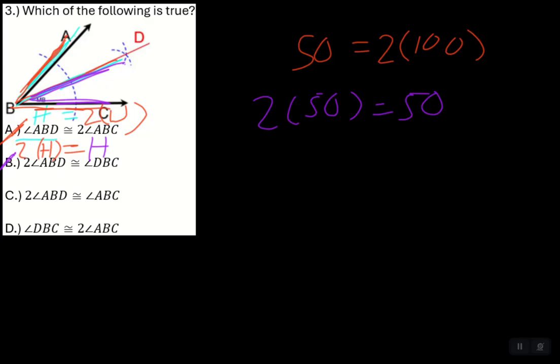Cross that out. For letter C, we see 2 times ABD. So remember, ABD is the top half. So 2 times the half is equal to ABC is the whole. And ask yourself, hey, is that a true or false statement? Do 2 halves make a whole? And since they do, the answer is C.